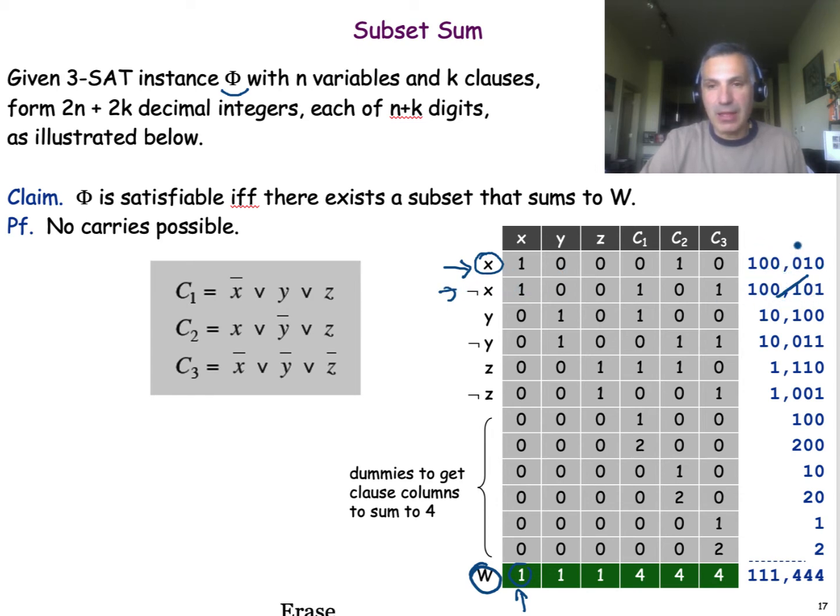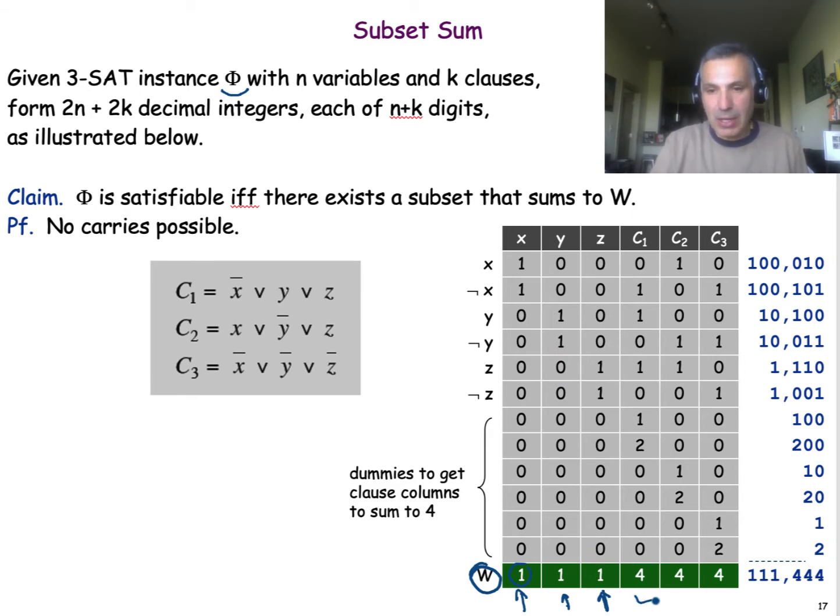And that ensures that x will be either true or false. It cannot be undefined and it cannot be both true and false. And of course the same, as you can see, happens for y and for z, right? By having this digit being 1 and this digit being 1.